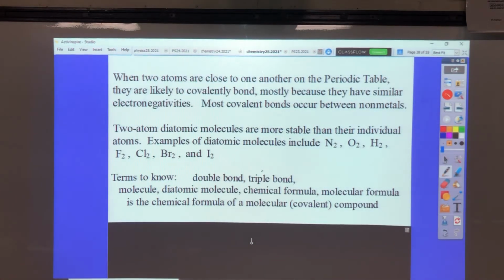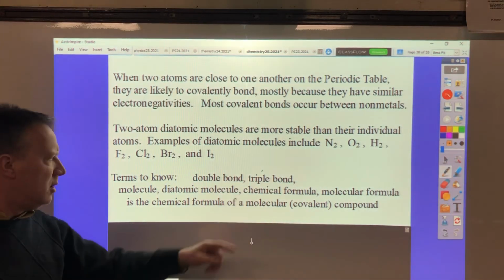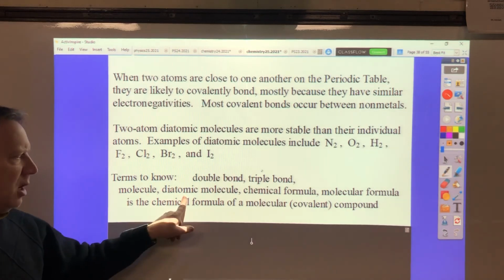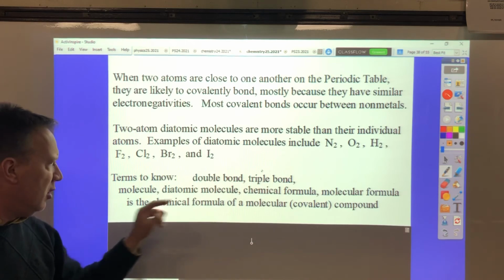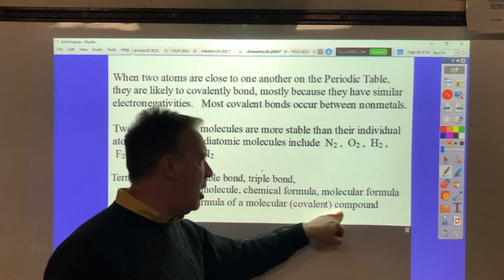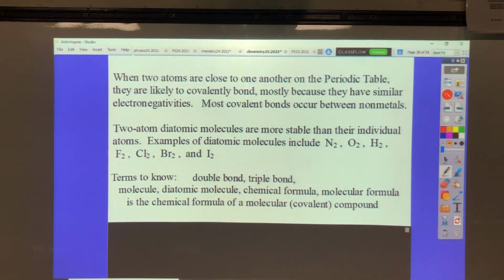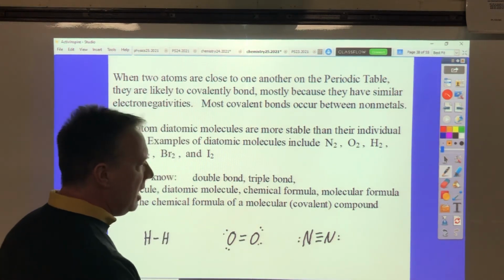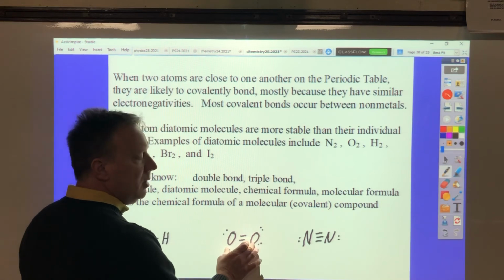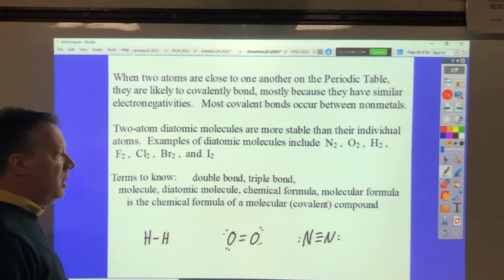Terms to know: a double bond. I've been using that term. You probably know it from last year. A triple bond, molecule, diatomic molecule, chemical formula. H2O is one. A molecular formula is the chemical formula of a molecular covalent compound. Okay, well here's my H2, O2, and N2. Notice that my N2 has a triple bond, O2 has a double bond, H2 is a single bond.